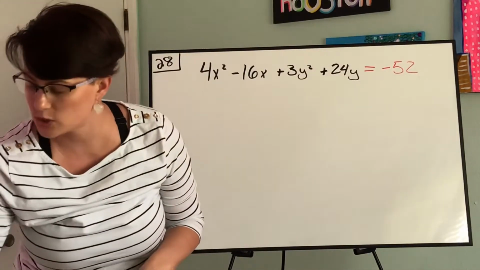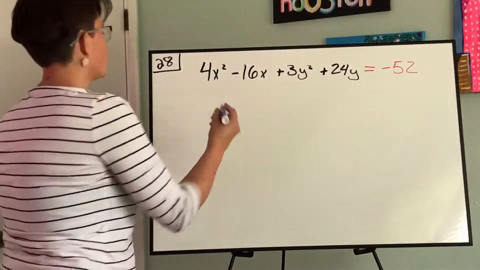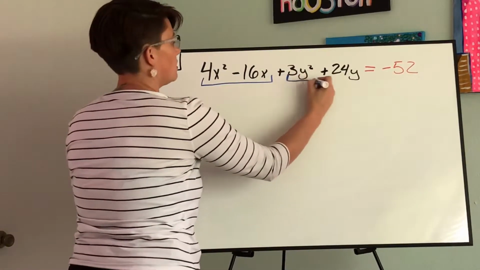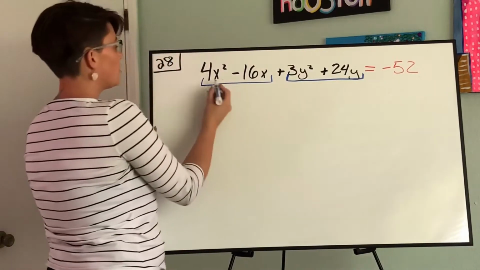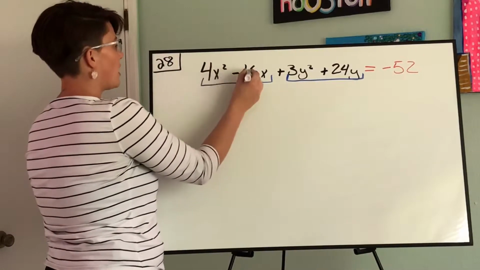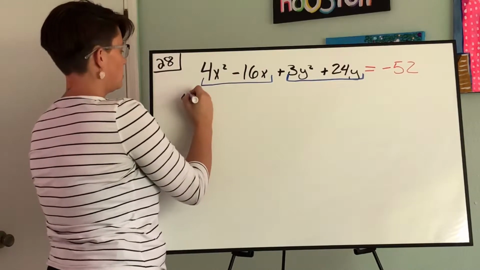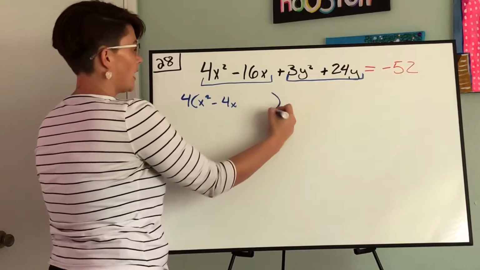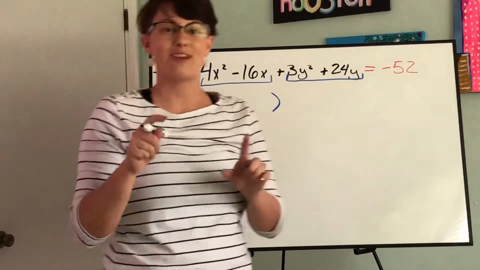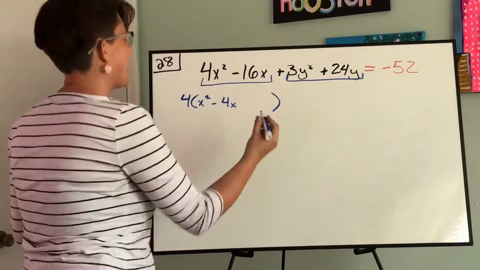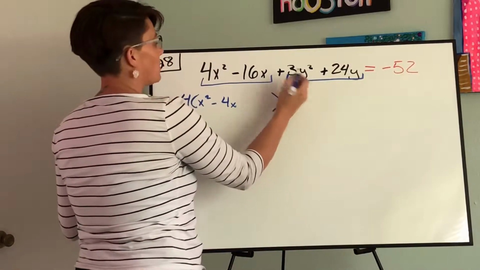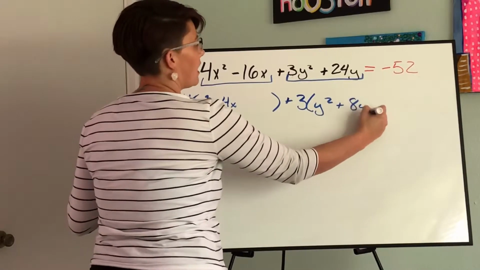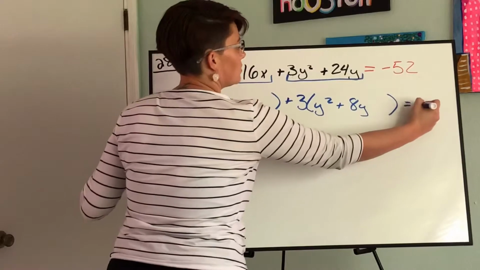Then we want to complete the square. And we want to complete the square twice, once for each variable. So first we want to complete the square for the x's, and then we'll complete the square for the y's. To complete the square, first thing we want to do is factor out 4 from both of these terms. So that gives me x squared minus 4x, and then I'm going to leave a blank, because when completing the square, you have to leave the blank there. And then from the y's we're going to factor out a 3, so that's going to leave us with y squared plus 8y, and then leave another blank, and then you have the equals negative 52.